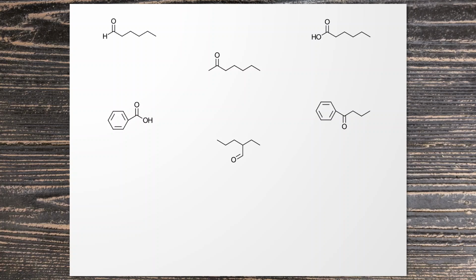So draw out each of these molecules, and then you're going to want to box the carbonyl, then you will circle the carbonyl carbon, and then you will label the functional group. Okay? Don't forget to pause the video because I am about to give you the answers, okay? So pause.